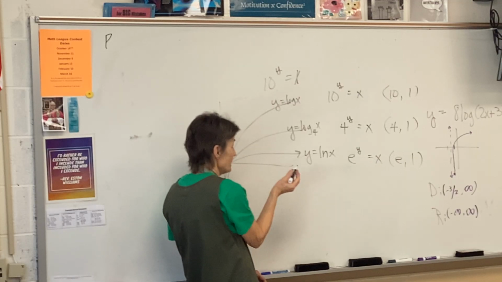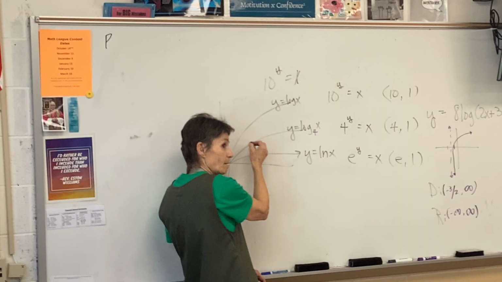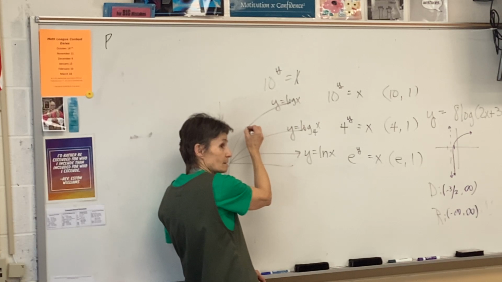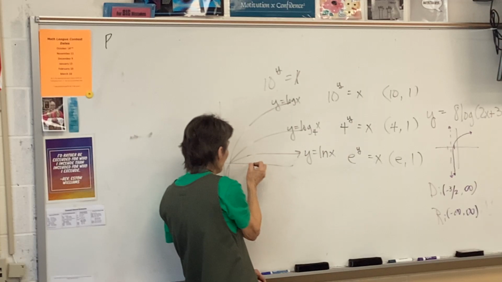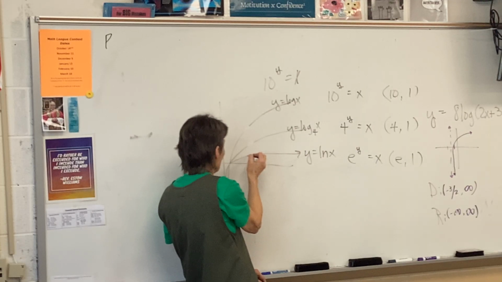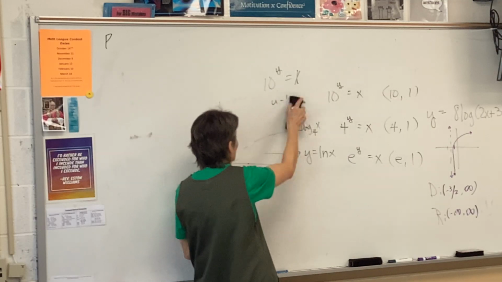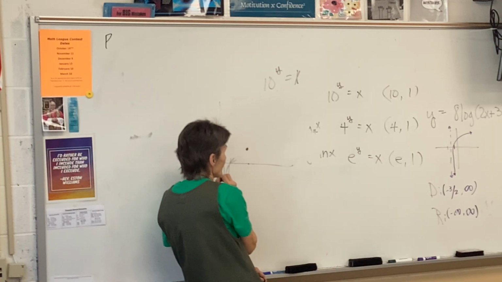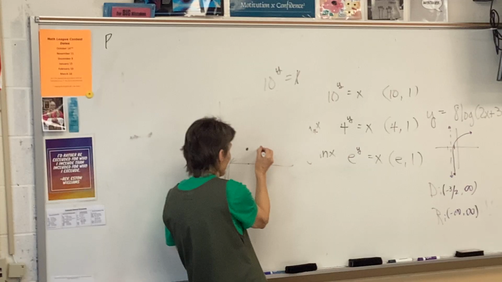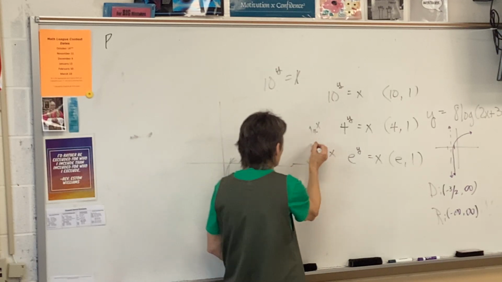Well, let's see. e is 3, right? So this would be the point 3, 1. This would be the point 4, 1. And this would be the point, well, that's not right, I'm doing it backwards. Yeah, this is the point e, comma 1, put right here. So e comma 1 is right here. 4 comma 1 would be a little bit past it. And then 10 comma 1 would be clear out here.